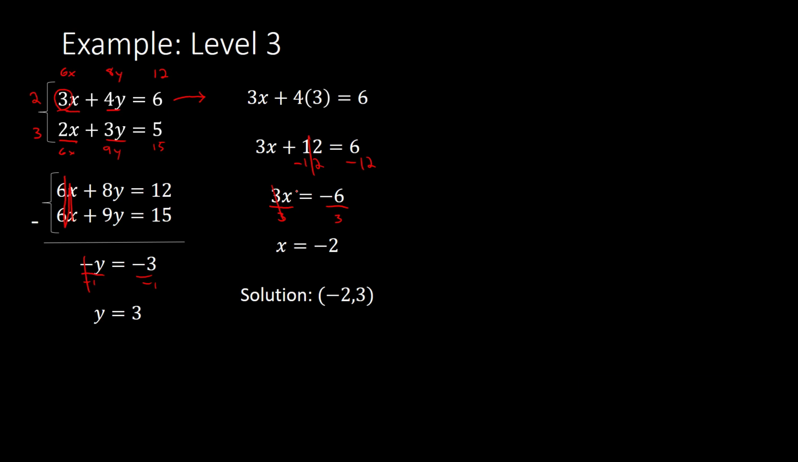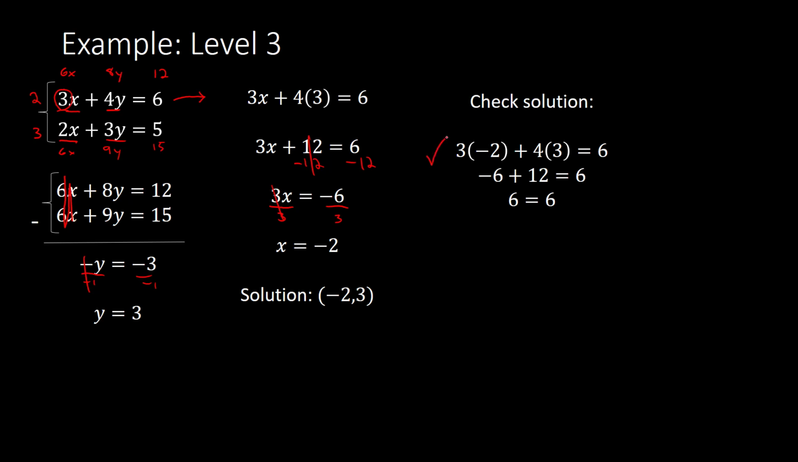And it's always good to check our solution to make sure that it's correct. So by checking, we plug in negative 2 and 3 in for x and y for both equations. So the first equation, 3x plus 4y equals 6, plug a negative 2 in for x, plug a 3 in for y, we get negative 6 plus 12 equals 6. So therefore 6 would equal 6. That is a true statement. So the first equation is good.